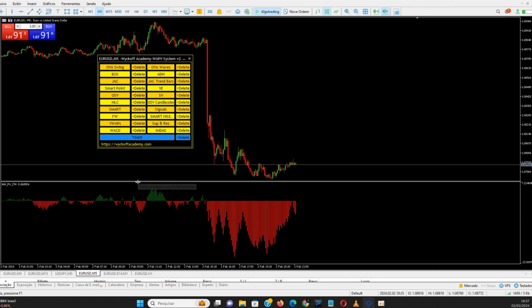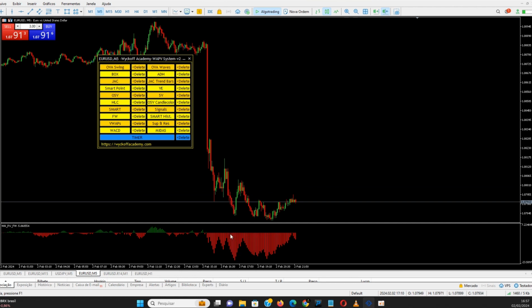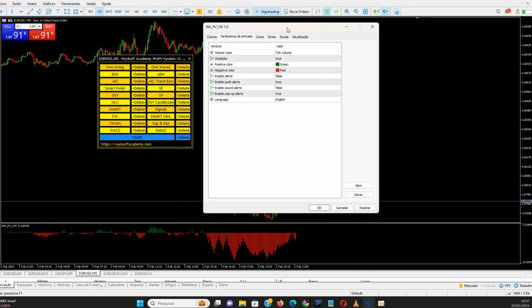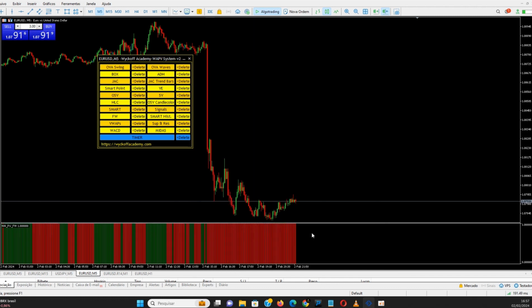We'll begin with the force and weakness indicator, known as FW. Our indicator shows the accumulation of volume, aiming to identify the exchange of money among professionals. You can identify this exchange in 3 different ways: as an oscillator, as a histogram, and as a line. Any of these 3 forms will help in your operations.